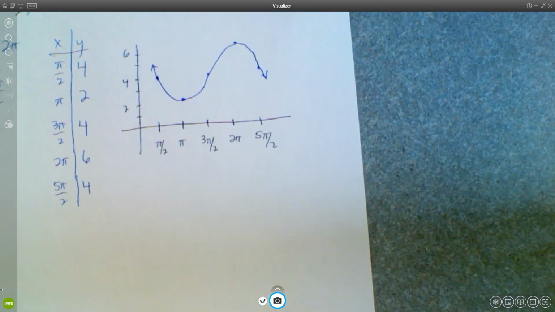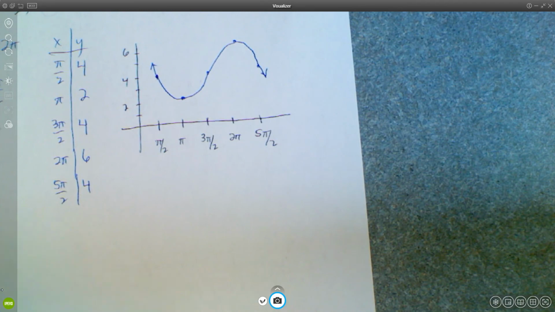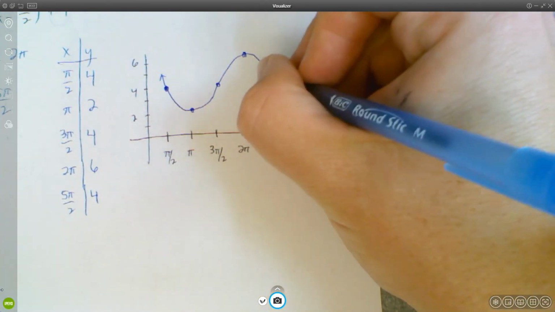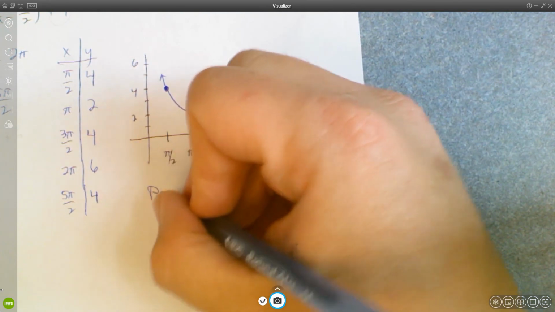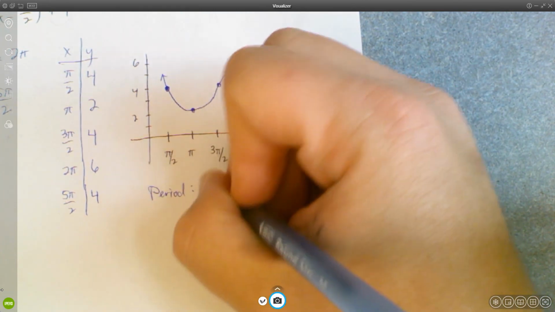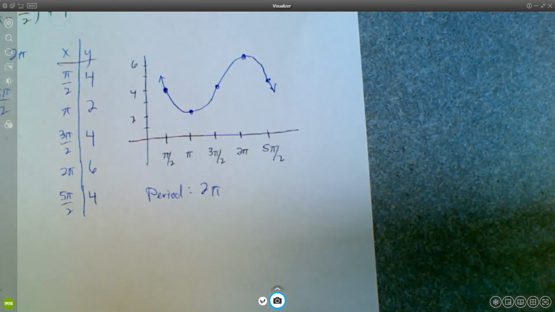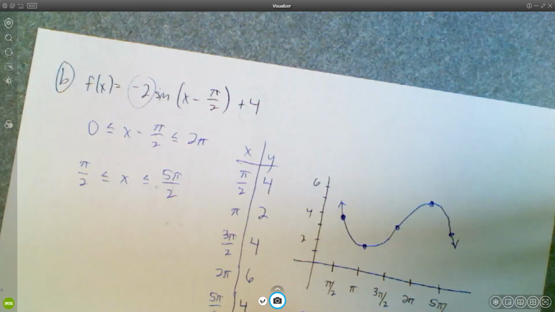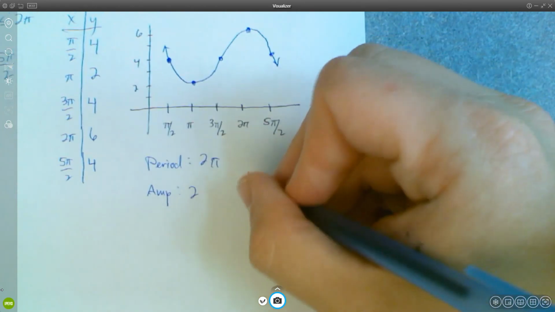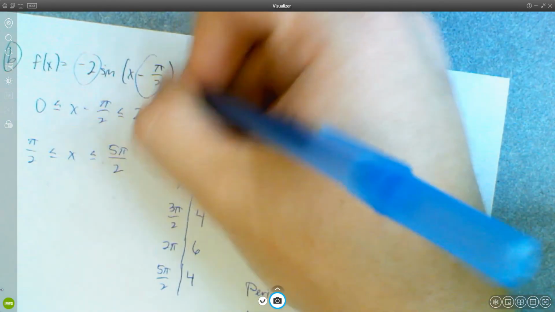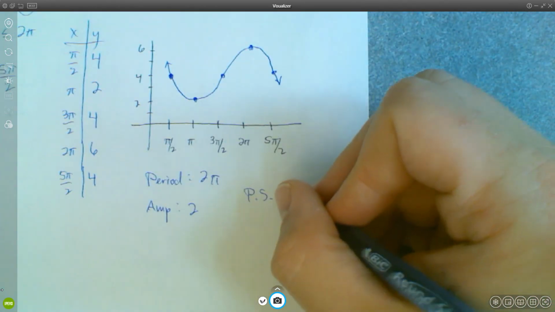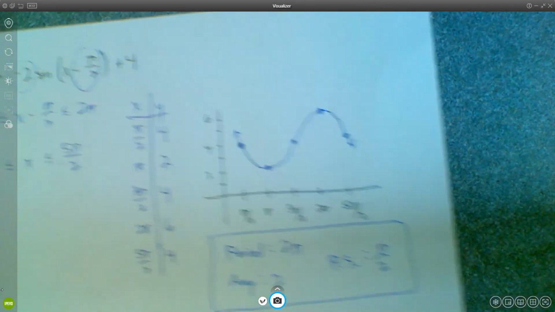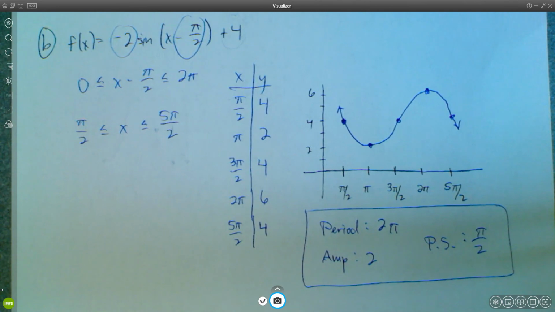Okay, period, amplitude, phase shift, all of that. We said the period was still 2 pi. That wasn't really changed. The amplitude is 2. And the phase shift is pi over 2. Okay, and that'll do it for that problem.